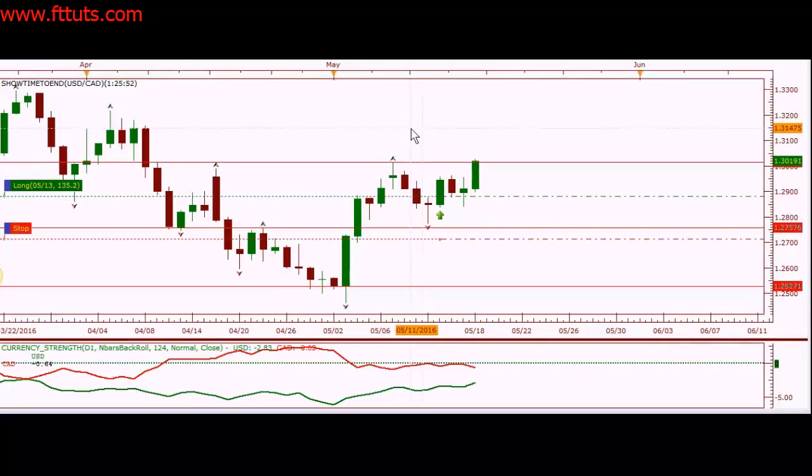All right, so let's get into looking at some of these patterns. We'll go over the hammer and shooting star, and then we'll start to look at some other price action entries using reversal candles. All right, so let's get going with it.